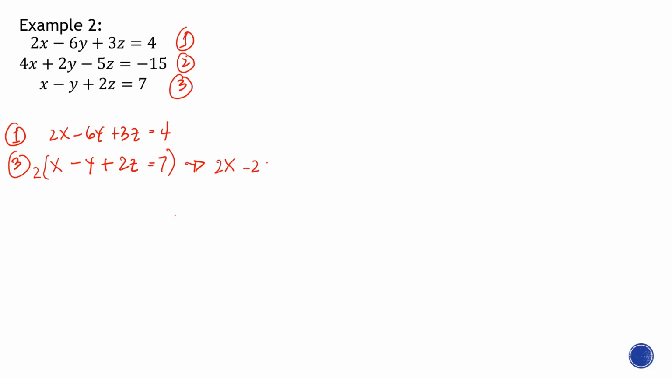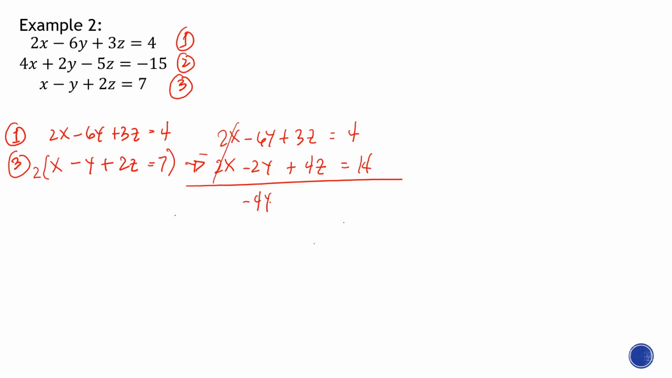So 2x minus 2y plus 4z equals 14. And then I will rewrite the first equation and subtract. That will be 0. This will be -4y, -6 minus -2. So minus -2 will be plus. -6 plus 2 is -4. And then 3 minus 4 is -1. 4 minus 14 is -10. So I will name this as my fourth equation.